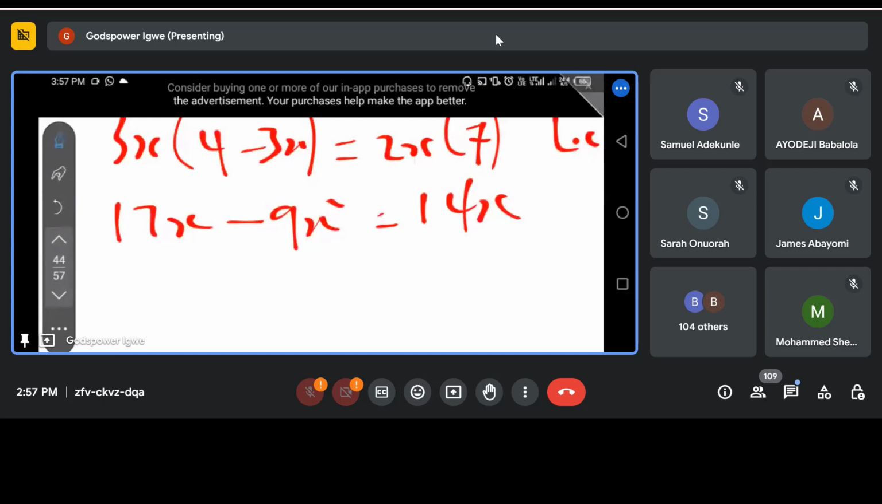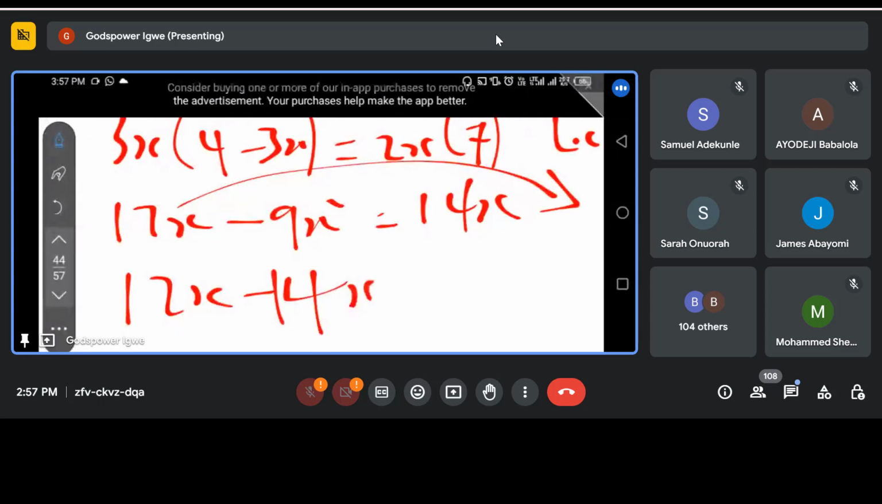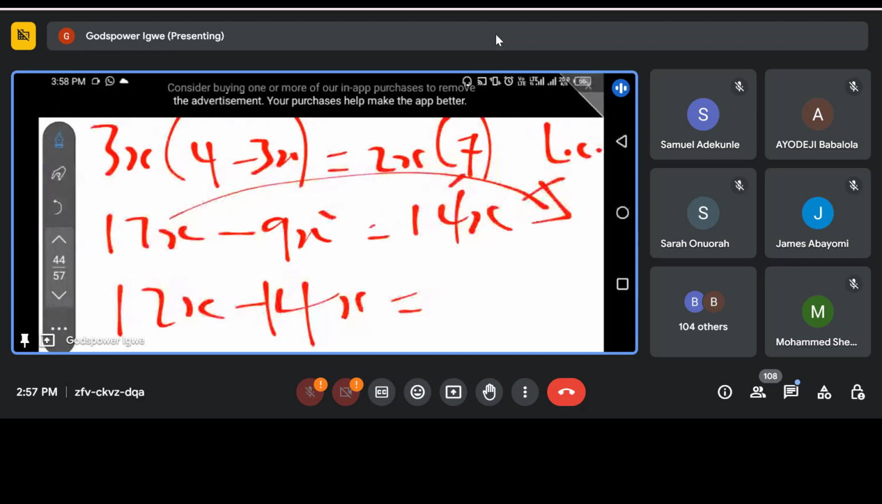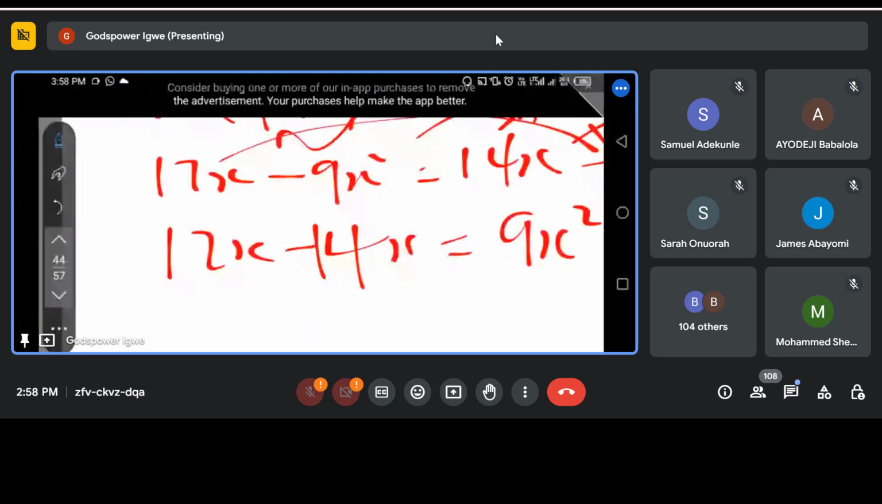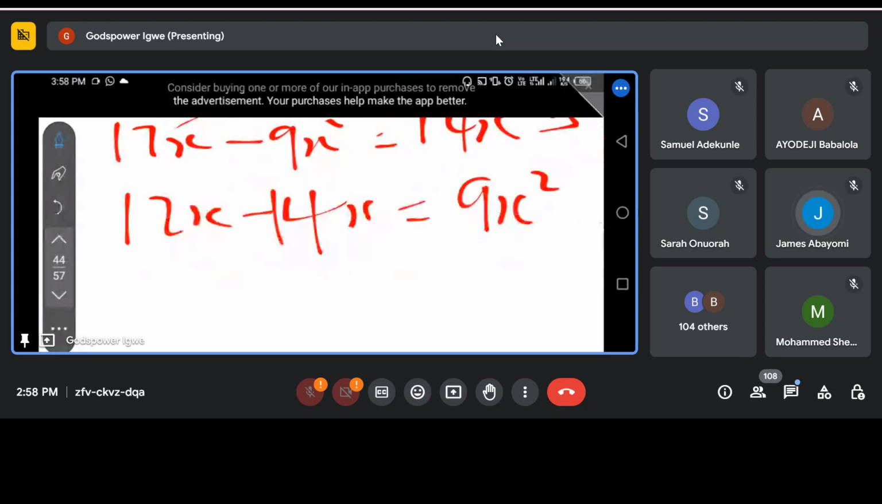Let's move this man over to this side where the brother is. So this is going to be 12x. Are you sure we are not lost? Equal to, okay, I'm not moving it again. I'm moving 14 to the other side, and I'm moving it because I want this to be positive. So this is going to give us minus.